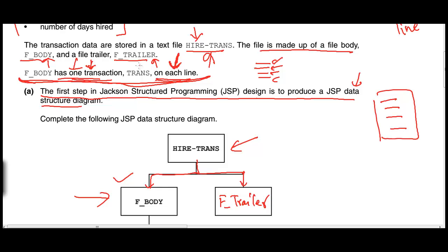And that transaction is called trans. So on each line of the file body we have one transaction, which basically means we are going to have multiple transactions within the file. So this file is going to store multiple transactions, right?